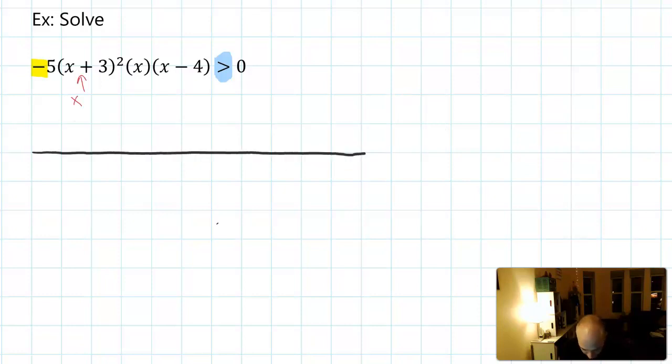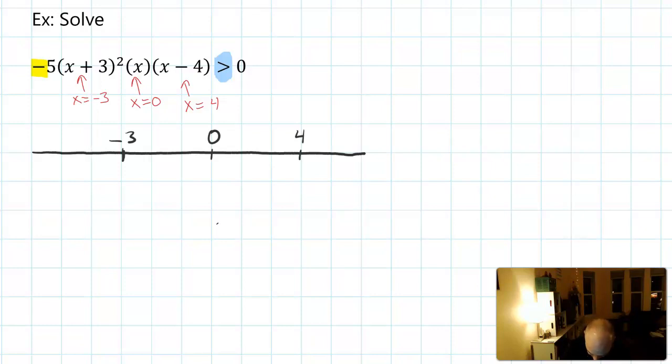Let's think about what they are. First, for x plus 3, that's a 0 of x equals negative 3. When you have a factor of x, that's a 0 of x equals 0. And when you have a factor of x minus 4, that's a 0 of x equals 4. So those are the 3 boundary values you need to put on the chart. Negative 3, 0, and 4.